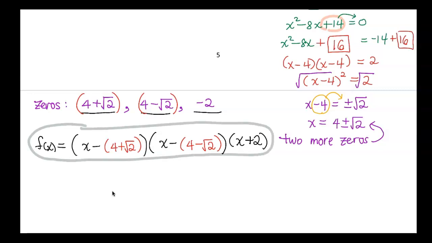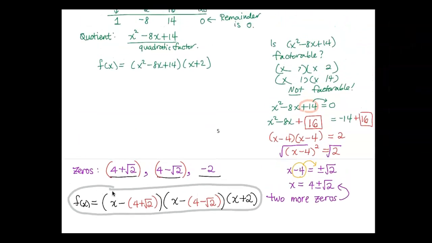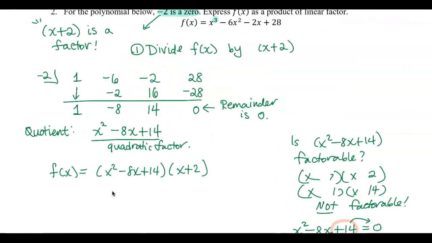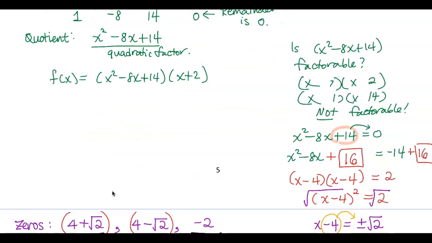So this last one was much more challenging. Why? Because I know you can do the division. This part is okay. You guys can figure out the remainder is 0 and figure out the quadratic factor from the quotient. But this problem was much more challenging compared to the previous one because the quadratic factor was not factorable. That's why I had to use a method here called completing the square method to solve for the zeros.